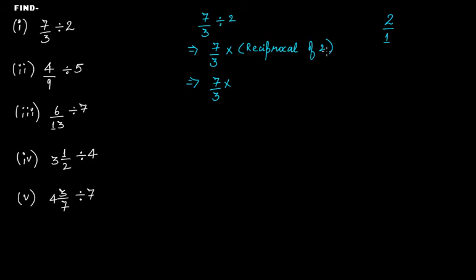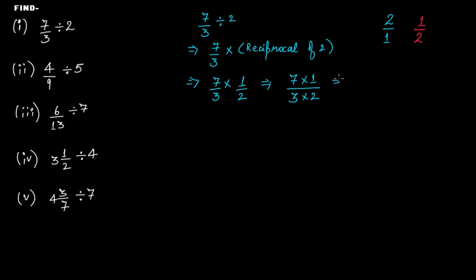And if you want to write the reciprocal of 2 over 1, what's the denominator? The denominator is 1, so make it the numerator. What's the numerator? That's 2. Make it the denominator of this fraction. So 1 over 2 is the reciprocal of 2 over 1. So 7 over 3 multiplied by the reciprocal of 2, which is 1 over 2, will become 7 times 1 divided by 3 times 2.